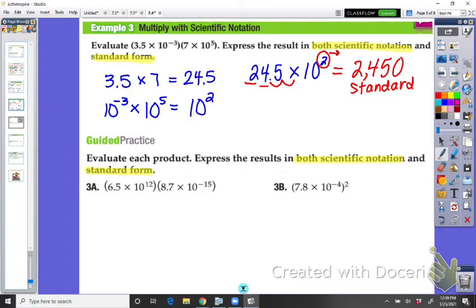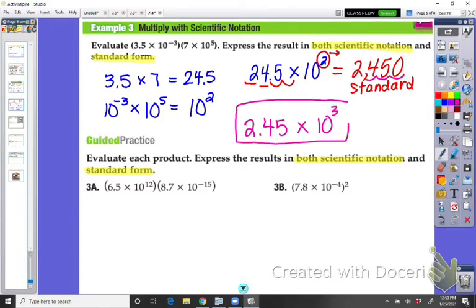And then if I want scientific notation, it needs to be right after the 2. So 2.45 times 10 to the, and if I swoop in, 1, 2, 3. So this number is scientific notation. This number is standard. And I'll show the next 2 using the calculator.